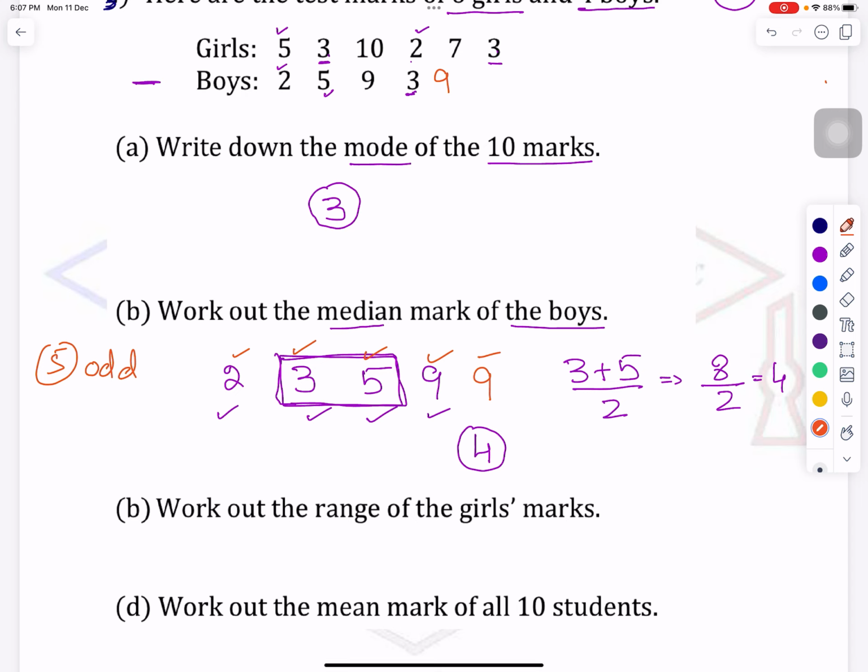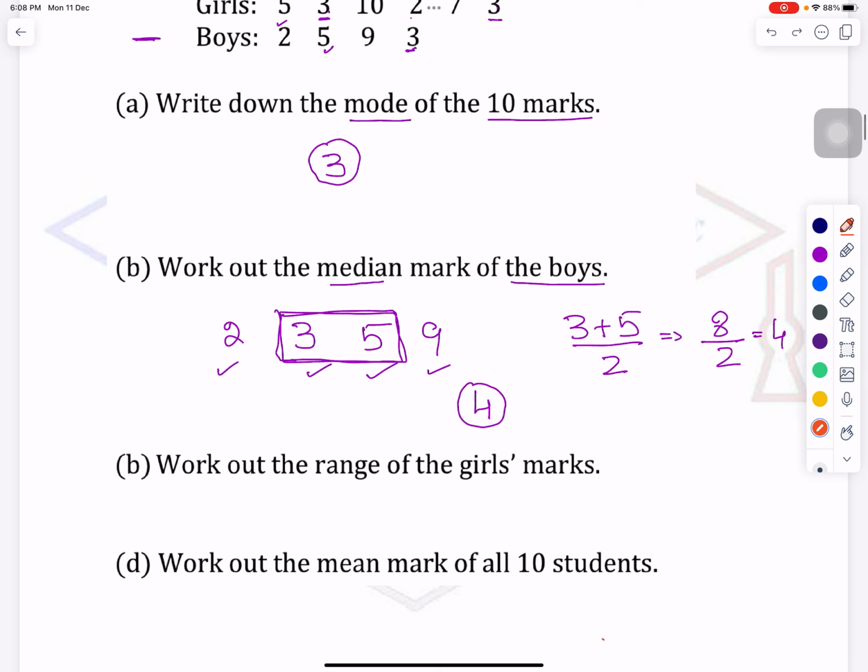Let's see if I start cancelling out from the extreme ends. This from left, this from right. This from right, this from left. So what is left in the center? 5. So my median would be 5. So if your data, whatever you're talking about, here I'm talking about marks, if data is an even number, then there will be 2 numbers in the center. You would have to add them up and divide it by 2. Are you getting my point? So this is something very important about median. Okay.